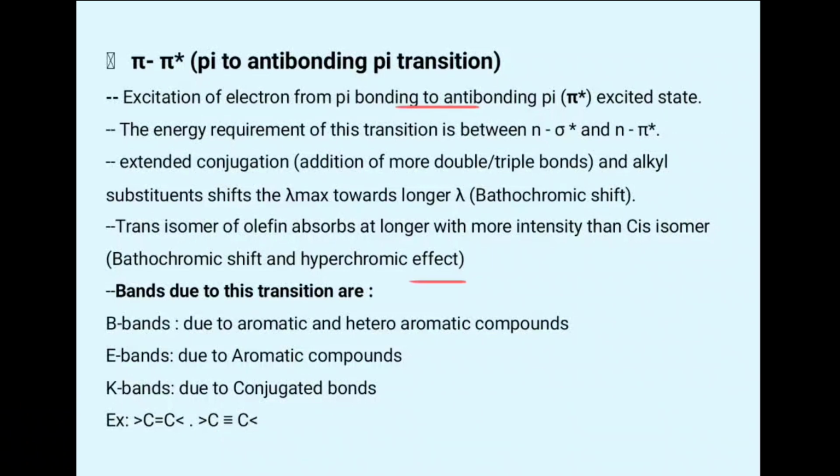Bands due to this transition are B bands, E bands, K bands. B bands are due to aromatic and heteroaromatic compounds. E bands are due to aromatic compounds. K bands are due to conjugated compounds.